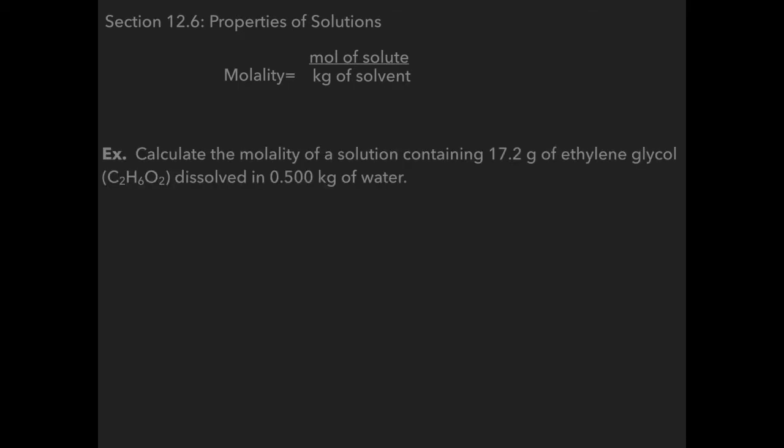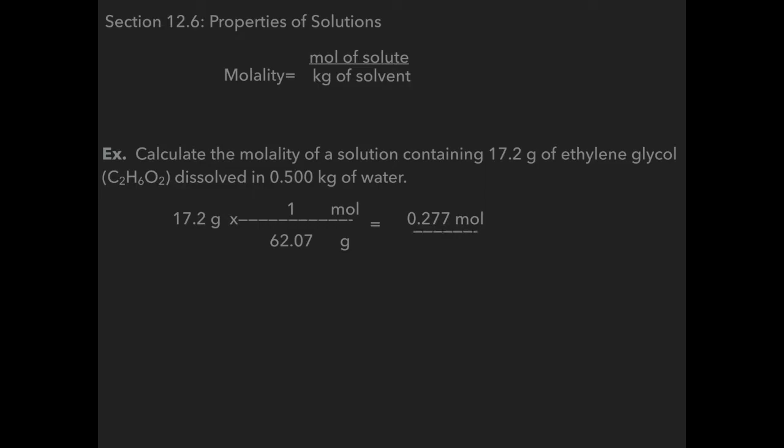It asks me to calculate the molality of a solution containing 17.2 grams of ethylene glycol dissolved in 0.500 kilograms of water. Ethylene glycol is my solute, so I need to take that mass and convert it into moles of solute. I'm going to put grams on bottom, moles up top. I have 1 mole, and I'm going to find the molar mass of ethylene glycol, which is 62.07. So the moles that I get is 0.277 moles.